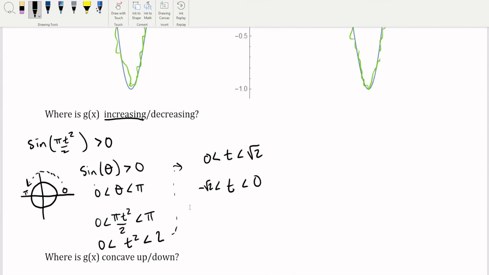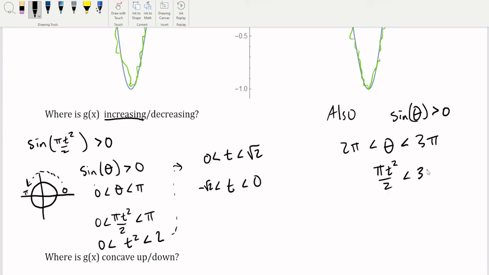Now, what actually happens when we go back around the circle? Because I want to do this one more time, just to show you what this looks like, and then we're going to do it in Mathematica so you can get a feeling for what it looks like there. But this is also true between 2 pi and 3 pi. So sine theta is greater than 0 when theta is between 2 pi and 3 pi. But remember, we have pi t squared over 2.